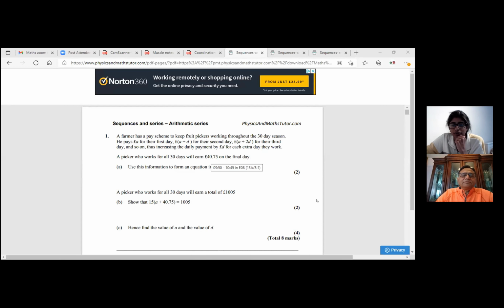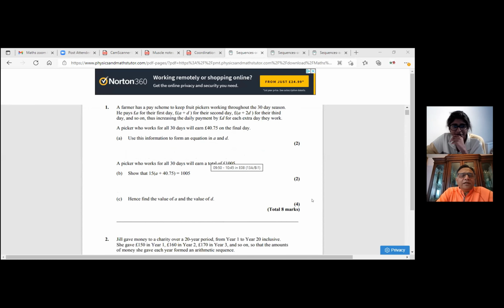So I got a couple. I think this is quite a big document, so we can just go through randomly. Can you read question number 1, please? A farmer has a pay scheme to keep fruit pickers working throughout the 30-day season. He pays £8 for their first day, A plus D pounds for their second day, and A plus 2D pounds for their third day, and so on, thus increasing the daily payment by D pounds for each extra day that they work. So a picker who works for all 30 days will earn £40.75 on their final day. Part A, use the information to form an equation in A and D.